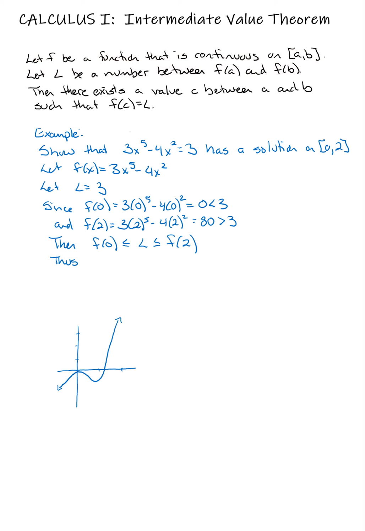Then, by the intermediate value theorem, there exists some c. Now this c has to be between a and b. So there's a c between a and b where f of c is equal to 3. Actually, let me do it this way.